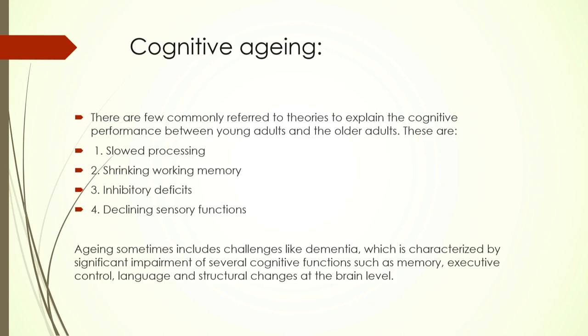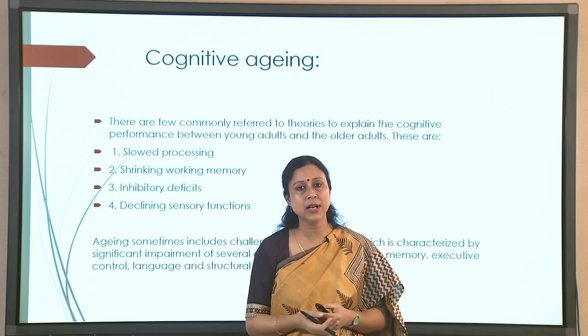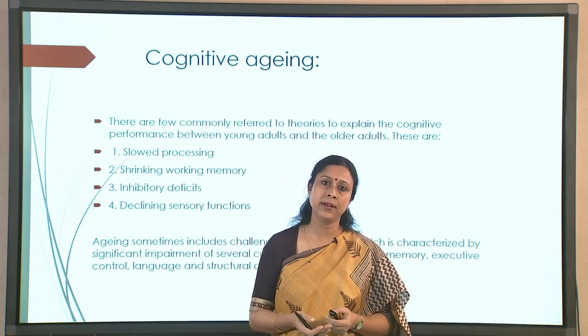Their processing speed goes down, their memory starts to shrink, then there are inhibitory deficits, and various sensory functions also decline. This decline includes decline in language capacities also; quite often, if not always, decline in linguistic capacities accompanies these. As a result, we see the onset of Alzheimer's, Parkinson's and various other such diseases among the elderly population. When somebody is suffering from Alzheimer's or Parkinson's, sometimes dementia, language getting affected is a very common sign.